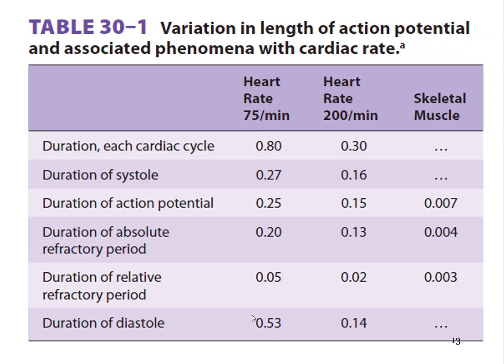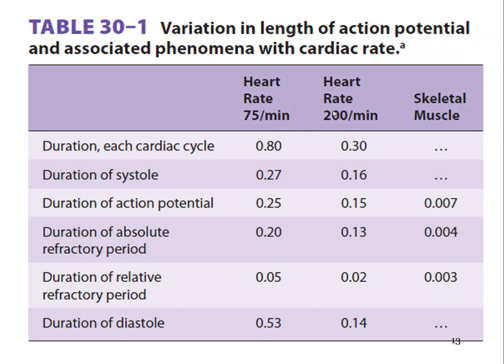which is mostly diastole. So the duration of the diastole at a normal heart rate is longer, about 2 times the duration of the systole. So there is plenty of time for blood to flow into the heart. But as the heart rate increases, the duration of each cardiac cycle will decrease.